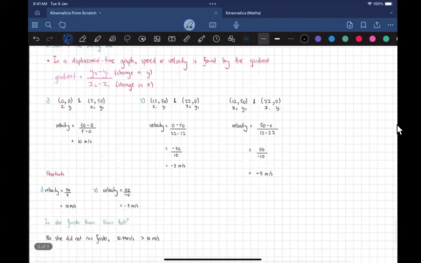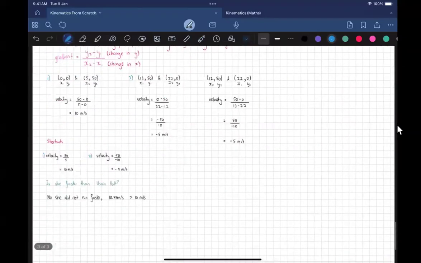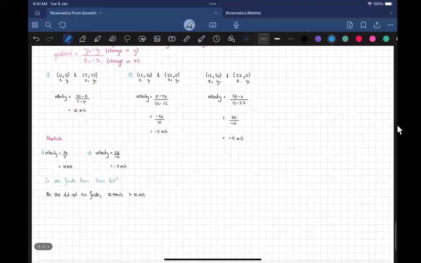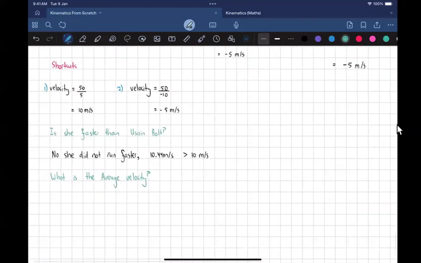And another question they could ask you is to find the average velocity. What is the average velocity? Okay, so let me show you how we would find that.